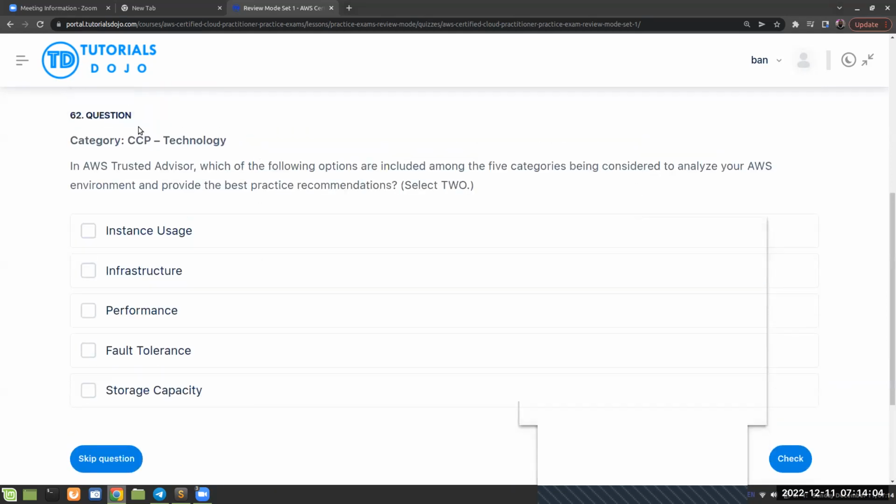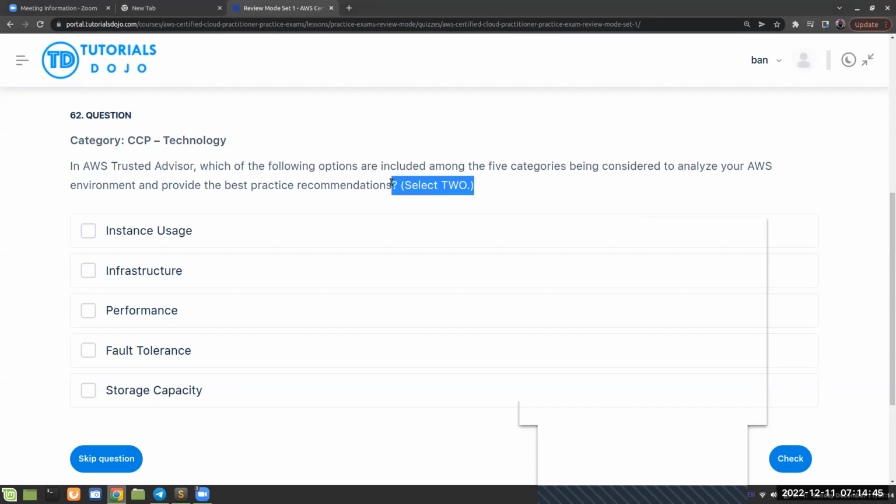Okay, so let's leave this open. Three more questions. If anyone sees the answer, let me know. In AWS Trusted Advisor, which of the following options are included among the 5 categories being considered to analyze your AWS environment and provide best practice recommendations? Select 2. So when you're working with Trusted Advisor, what are those 5 categories that are always mentioned? Anyone can go for this. Select 2.